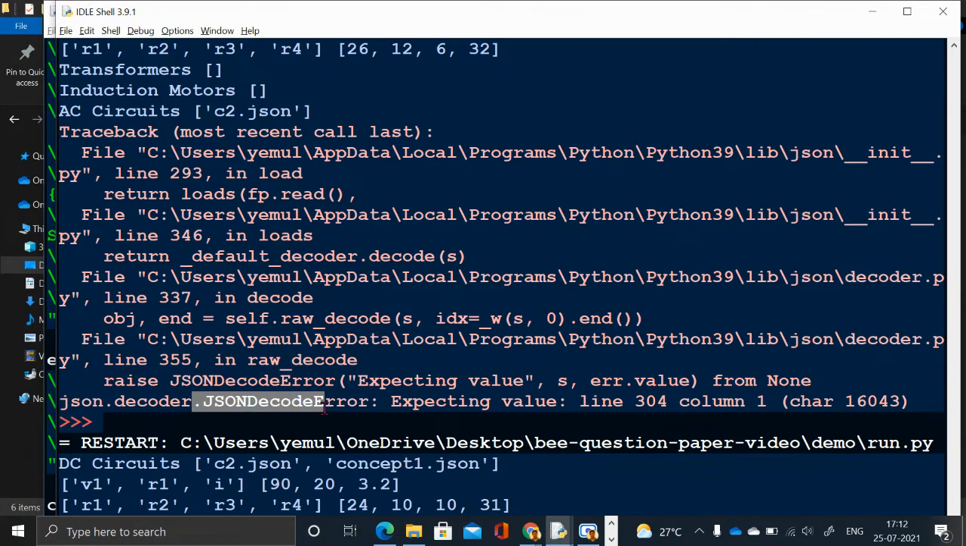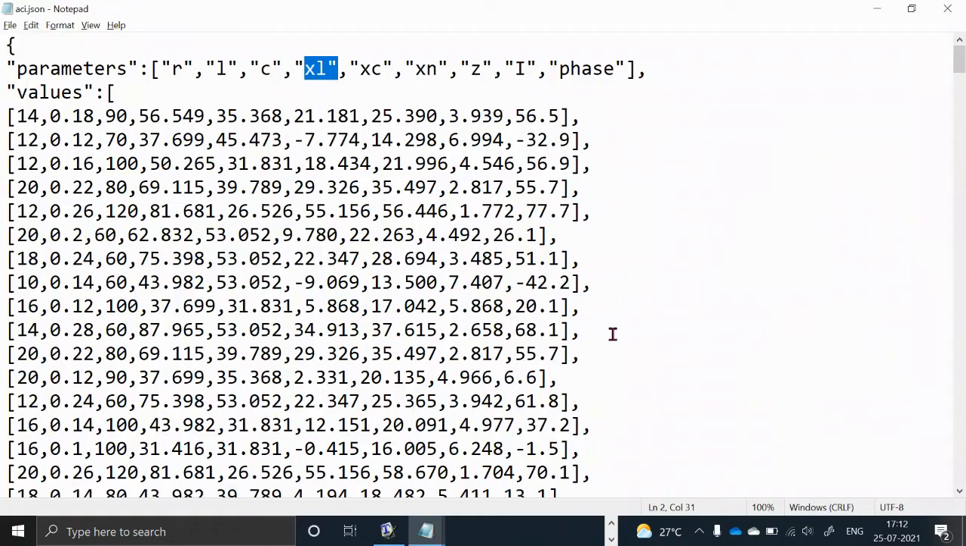Okay, so a JSON error is there. Obviously we have made some error in the JSON file. Let's check that. Parameters R, L, C, XL, XC, XN, Z, and I. So 1, 2, 3, 4, 5, 6, 7, 8, 9 values. 1, 2, 3, 4, and then 1, 2, 3, 4, 5, 6, 7, 8, 9 values. This is also correct.